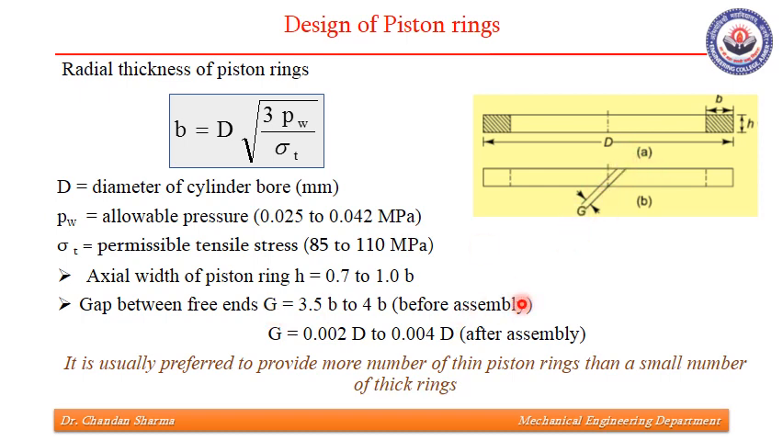Before assembly, the gap should be 3.5 B to 4 B, and after assembly, G should be 0.002 D to 0.004 times D. It is also worth mentioning that it is usually preferred to provide more number of thin piston rings rather than small number of thick rings. What does that mean? If we use piston rings of say 4 mm radial thickness and we use 8 such piston rings, that is better rather than using 4 piston rings of 6 mm radial thickness.